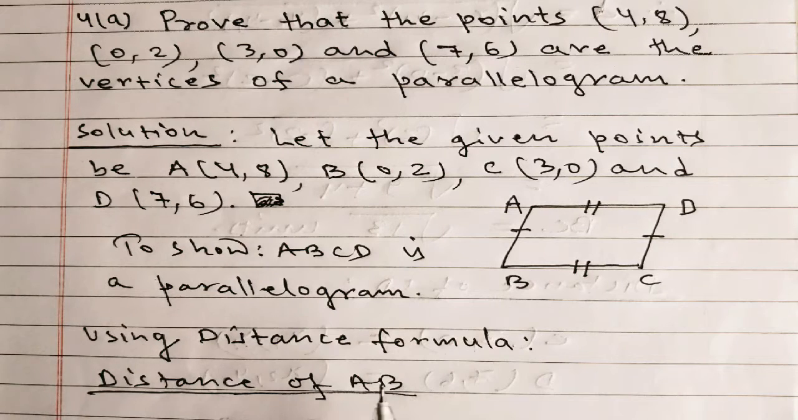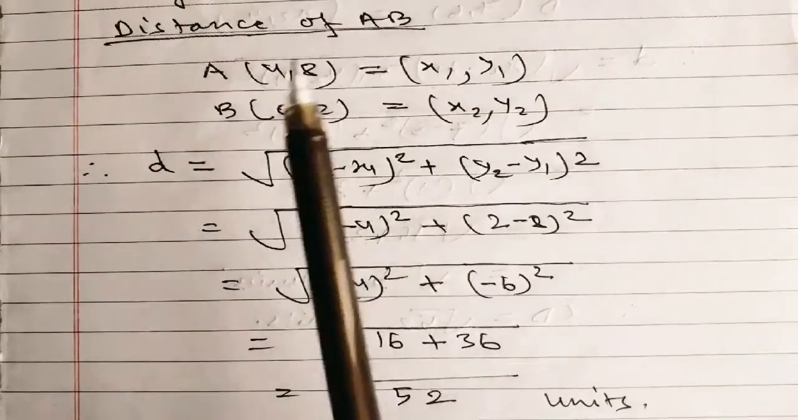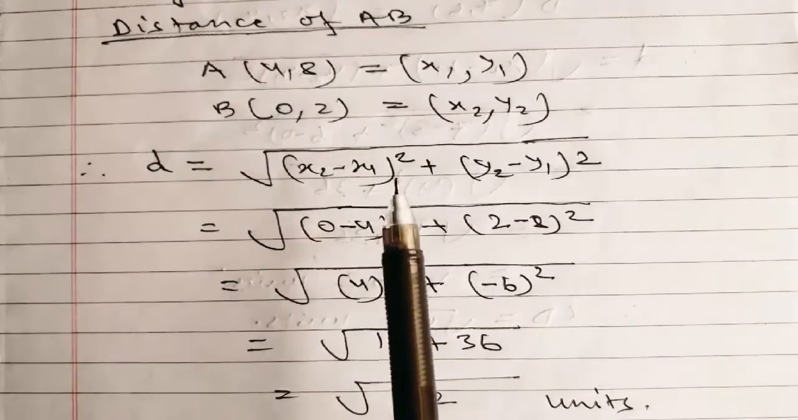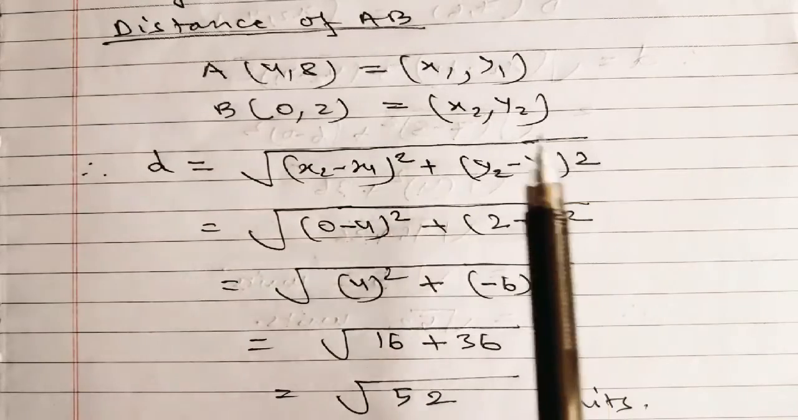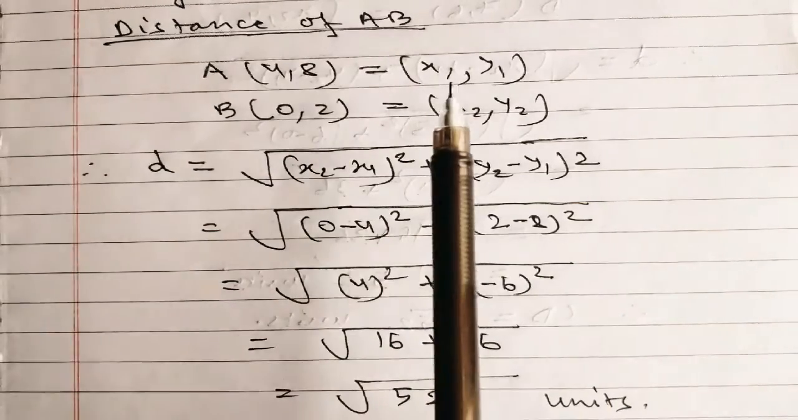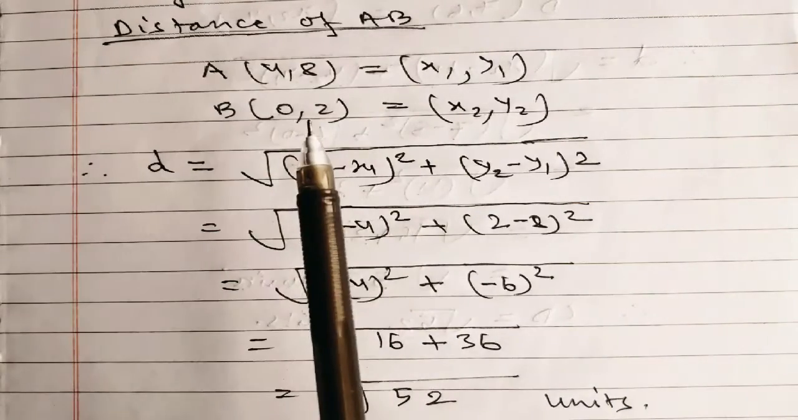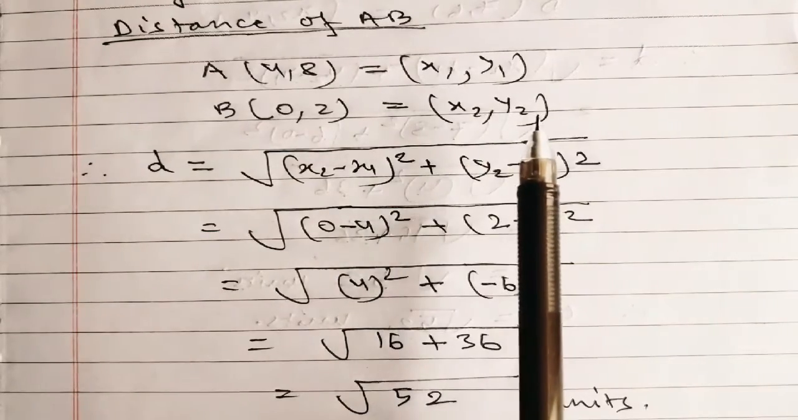So first let us find out the distance of AB, or we can say length of AB, by using the distance formula. We know the distance is root of (x2 minus x1) whole square plus (y2 minus y1) whole square. The point A is (4, 8), we have supposed x1, y1. The point B is given (0, 2), we can suppose x2, y2.